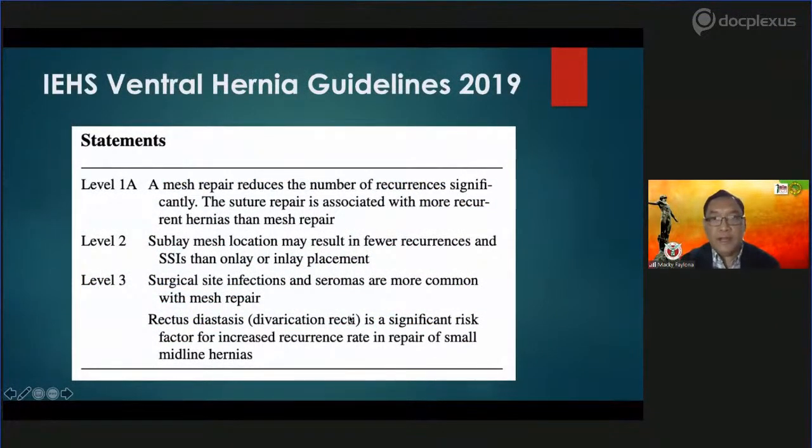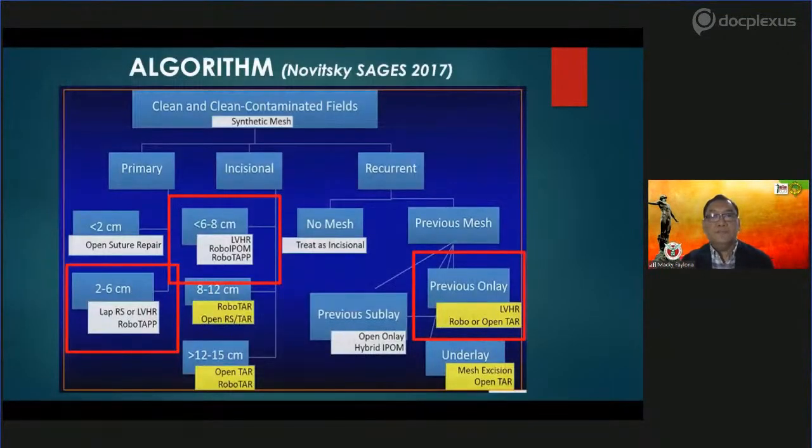For the hernia guidelines in 2019 published by the IEHS, it also mentions that mesh has the advantage in terms of recurrences. The sublay mesh has fewer recurrences compared to the other locations of the mesh. However, mesh repairs are associated, of course, with surgical site infections and seromas. And one thing new is that if there's divarication of the recti, then this has to be repaired because there's an increased recurrence rate when you are dealing with the repairs of small midline hernias.